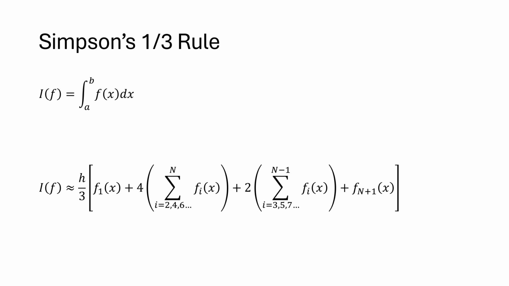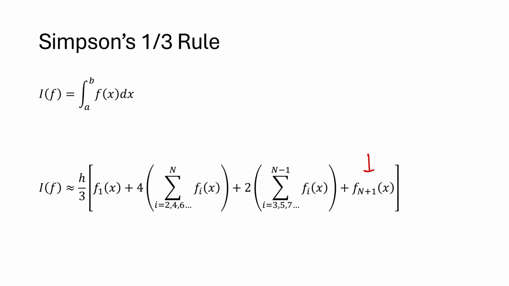Here's a quick overview on the equations we will use. In this case, F1 is going to be your first data output point, and Fn plus 1, all the way at the very end here, is going to be your last.